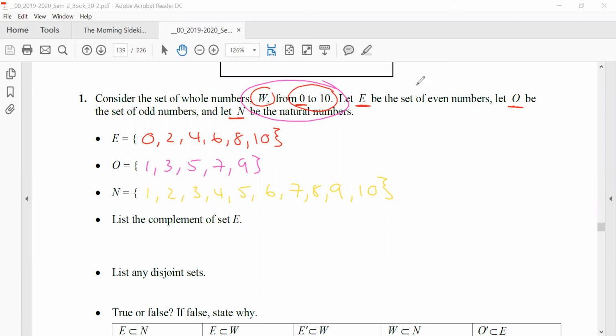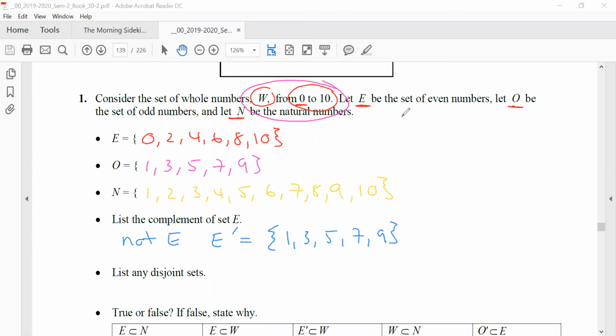Okay, I listed out my sets. List the complement of set E. So I want not E. That's E prime, the complement of set E. Well, if I'm not even, I am odd. Just like that. Then the next question says, list any disjoint sets.